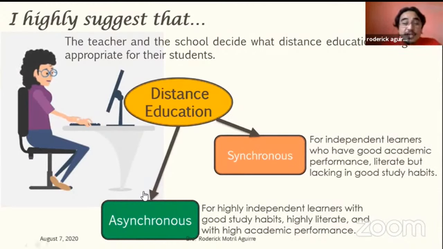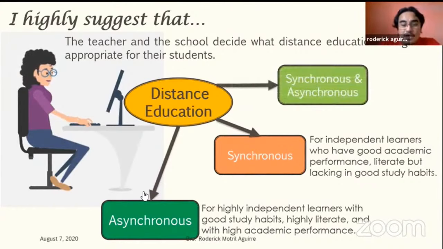For synchronous po, for independent learners who have good academic performance, literate but lacking in good study habits, ibig sabihin, hindi pwedeng mag-decide ang sarili ang bata kung kailan niya, kung paano siya mag-aaral. Kasi mahina nga ang kanyang study. Matalino nga siya, pero mababa ang kanyang study habits. So what we're going to do is we're going to give these students a fixed schedule. Alright? Fixed schedule.